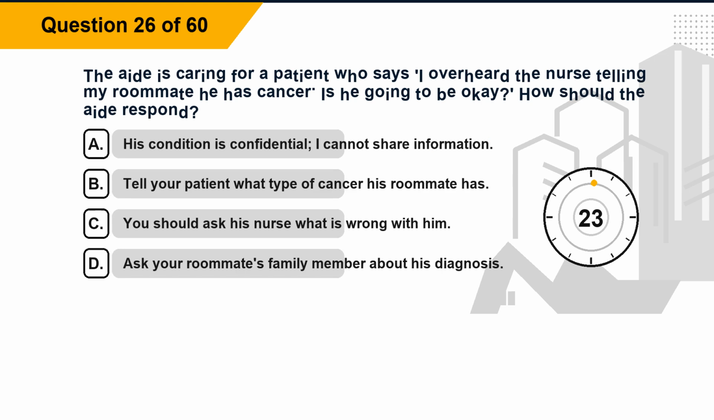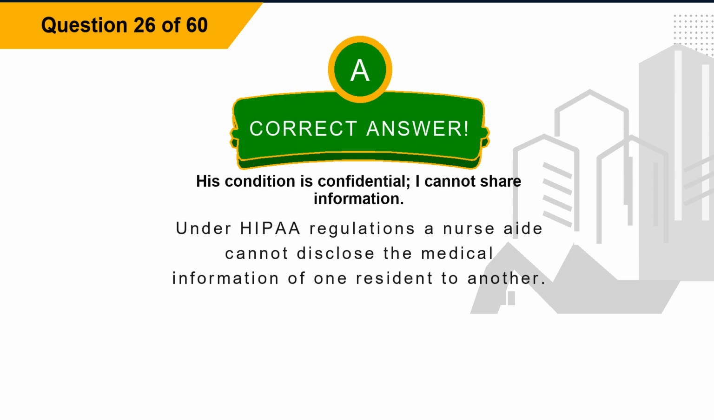Question 26. The aide is caring for a patient who says, "I overheard the nurse telling my roommate he has cancer. Is he going to be okay?" How should the aide respond? Option A. His condition is confidential, I cannot share information. Option B. Tell your patient what type of cancer his roommate has. Option C. You should ask his nurse what is wrong with him. Option D. Ask your roommate's family member about his diagnosis. The correct answer is option A. His condition is confidential, I cannot share information. Explanation. Under HIPAA regulations, a nurse aide cannot disclose the medical information of one resident to another.